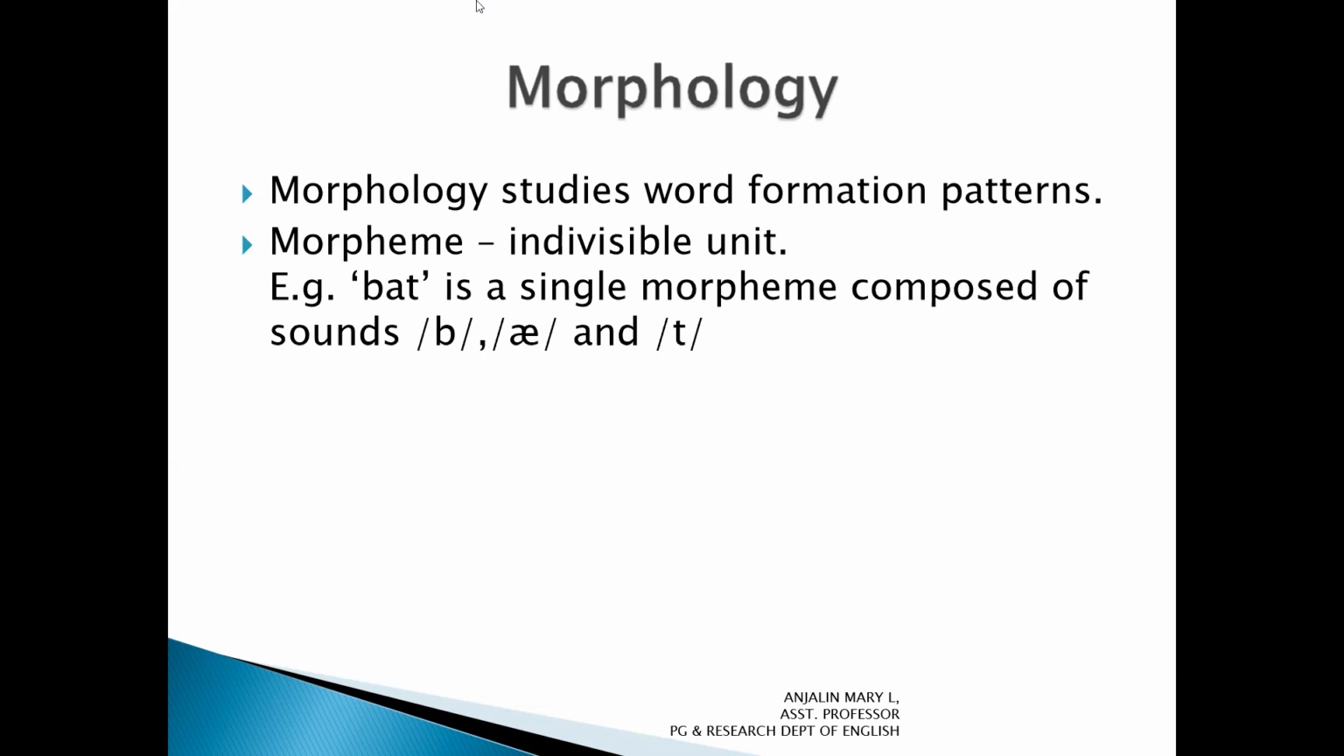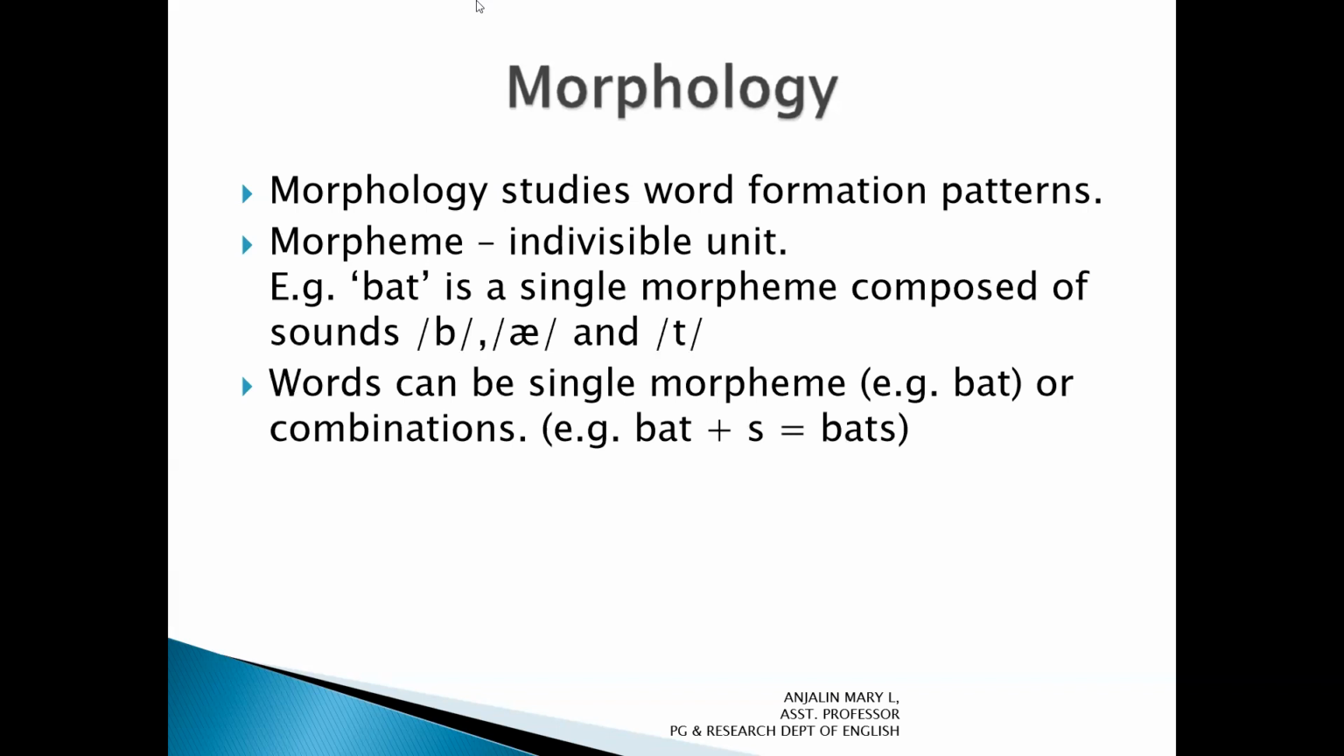So words can be made up of a single morpheme such as bat or combinations of morphemes, that is bat plus s is equal to bats. So in the word bats, we have how many morphemes? Two morphemes. The first morpheme is bat and the second morpheme is s. So it is bats. It has two morphemes. So a word can be a single morpheme as well as a combination of morphemes.